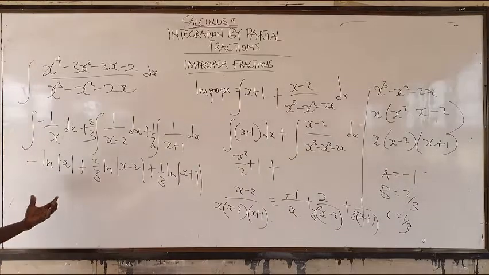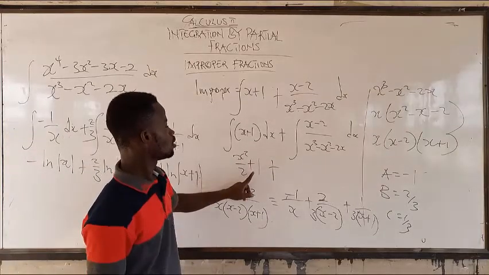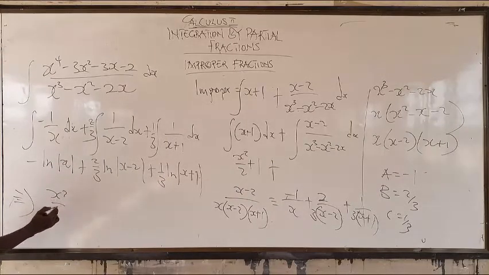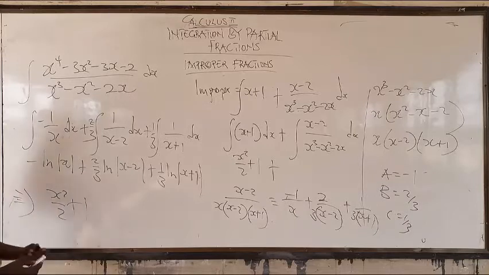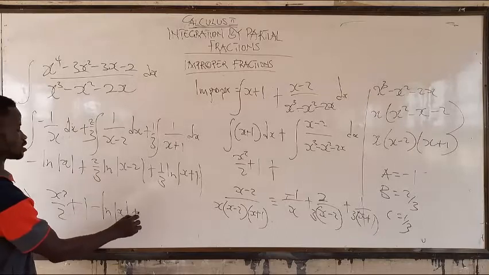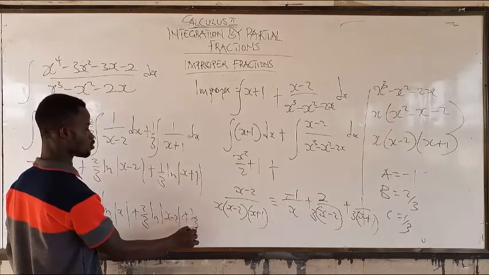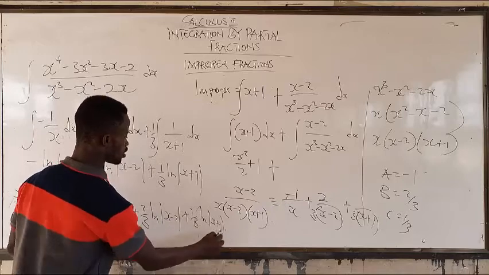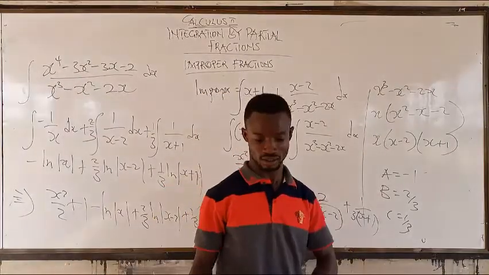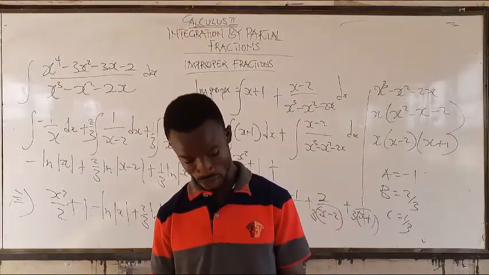Alright, in fact, we can even reduce this. We can reduce that, but you can do that on your own. So we just bring this. So finally we bring x squared over 2. Please make sure you write it well and bring it in order. Plus minus ln x plus 2/3 ln (x minus 2) plus 1/3 ln (x plus 1) plus c. So that becomes your final answer for that. It's not difficult. I encourage you to keep on solving more questions, and you will have it.